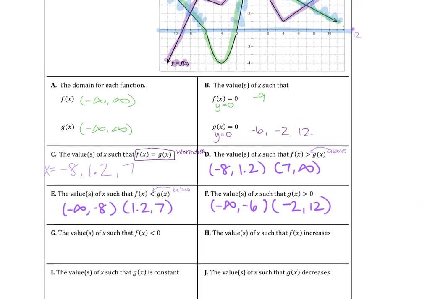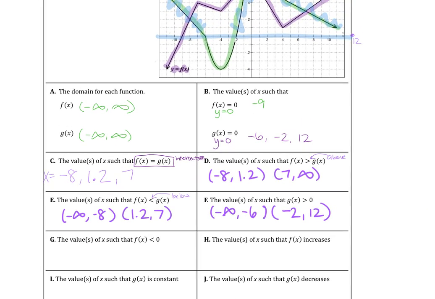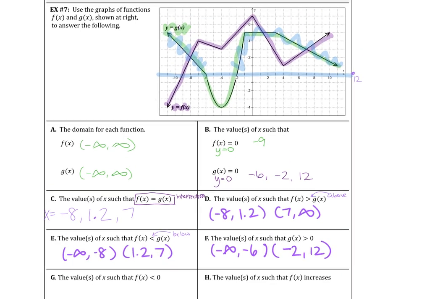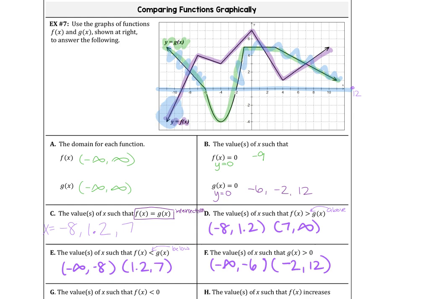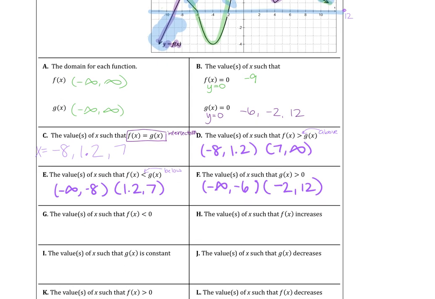Okay, now f of x is below. So now we're looking at it below 0. So f of x is only below 0 right there, that little piece. So what is that? -infinity to -9.